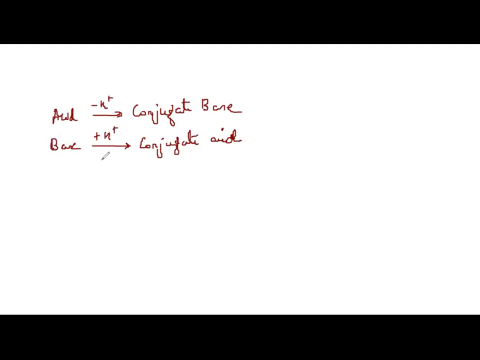They have asked for the conjugate acid, which means what they have given is a base. The base given is NH2 minus, and I want to write its conjugate acid. So I have to add one H plus ion, and then it becomes the conjugate acid. Adding one H plus ion, it becomes NH3, the conjugate acid.